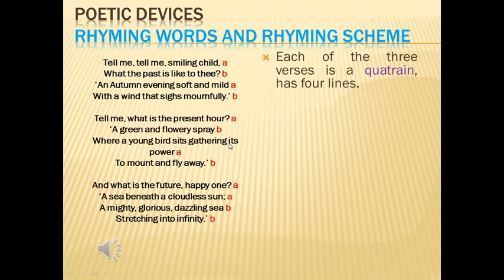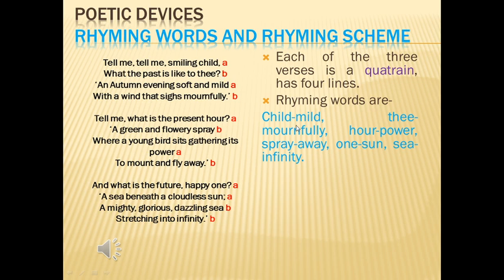Same you have to do with the next stanzas too. Our, power, A. Spray, away, B. So our and power, A, spray and away, B. For the third stanza, one, sun, same sound, A. C, infinity, same sound, B. So the rhyming words are child, mild, thee, mournfully, our, power, spray, away, one, sun, C, infinity.